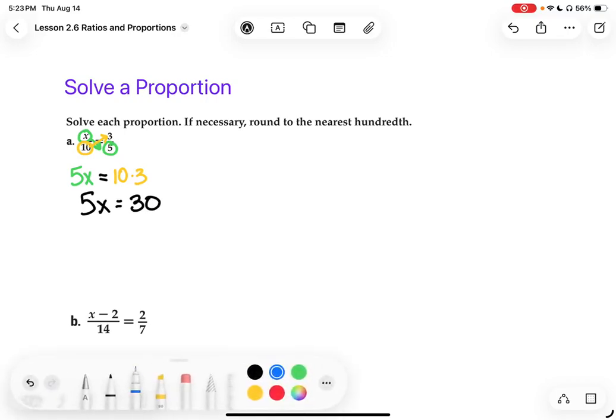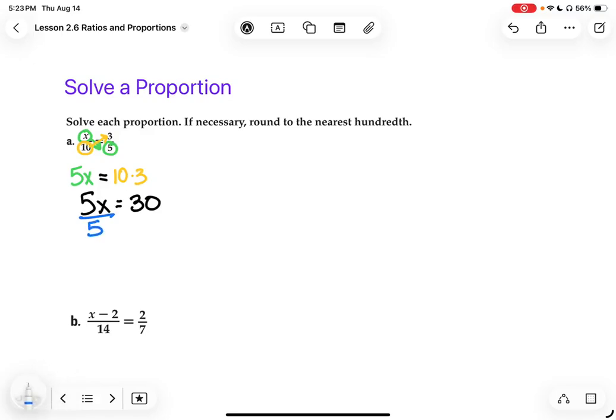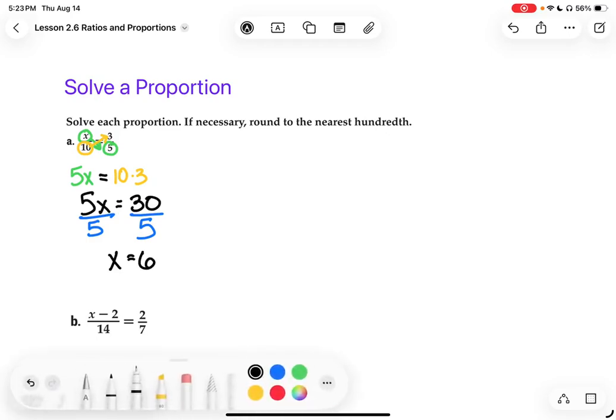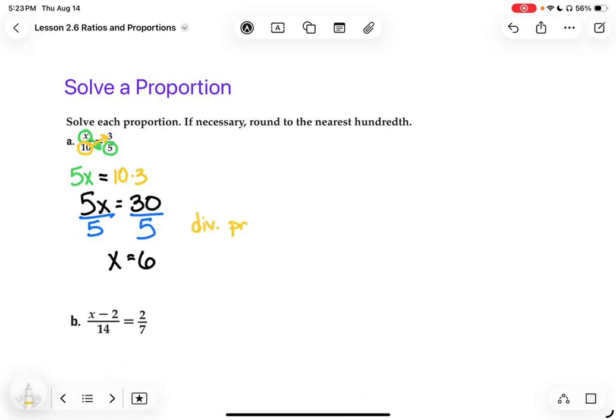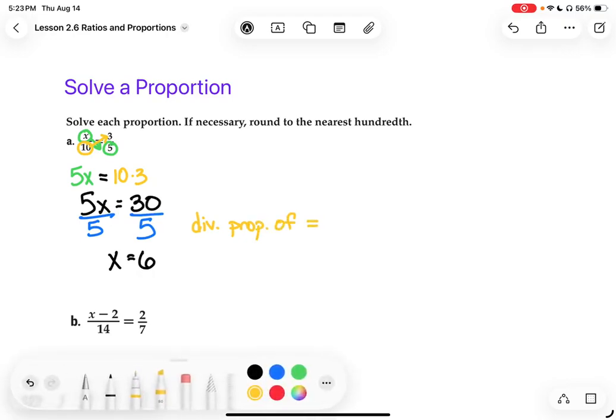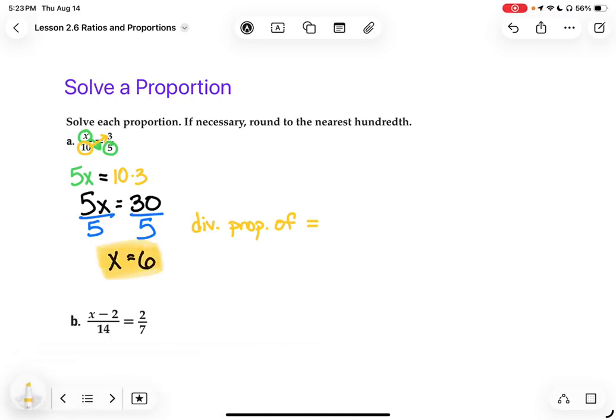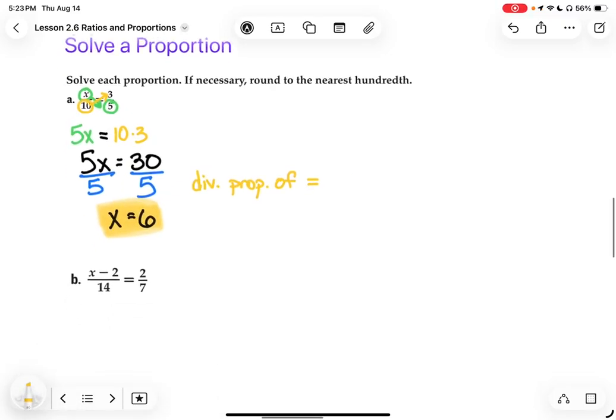We're going to use the division property of equality to divide both sides by 5. Division property of equality. And the answer here is 6. Okay, let's try another one.